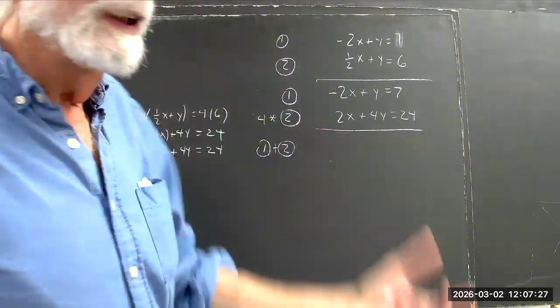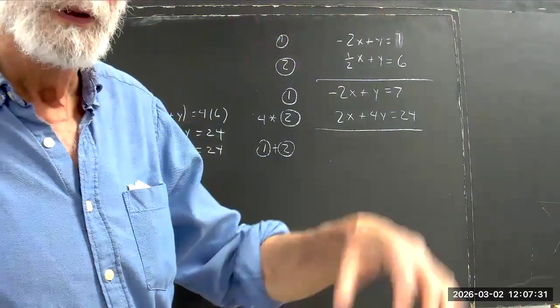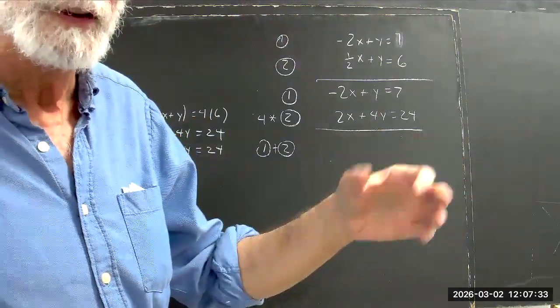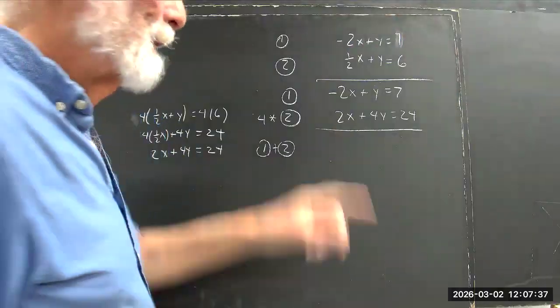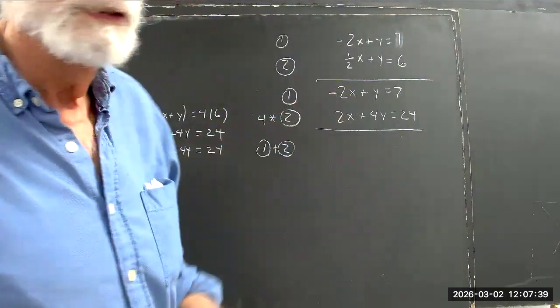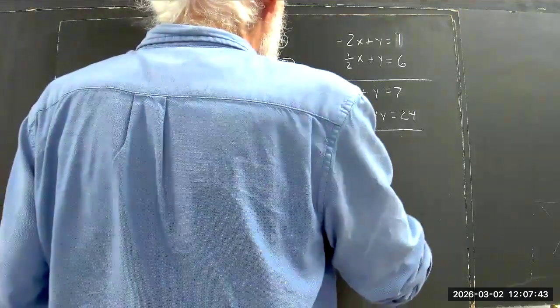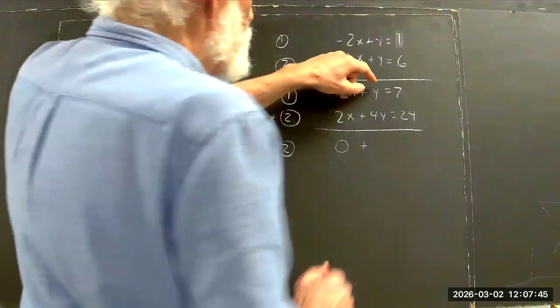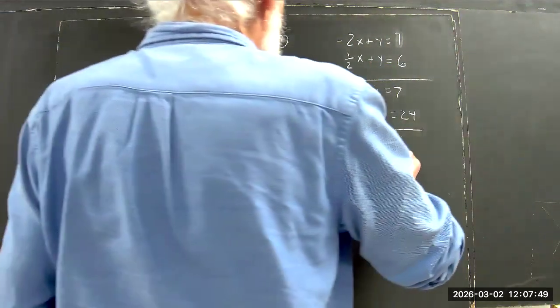Okay? But the way these are lined up, it works out just fine if you just say, well, there are my x's, they're all lined up. Negative 2x and 2x gives me what? Show me with your fingers. Gives you 0, right? Negative 2x and 2x gives you 0. Okay? So you're going to get 0. What's y and 4y? Well, it's 5y. So you got 5y.